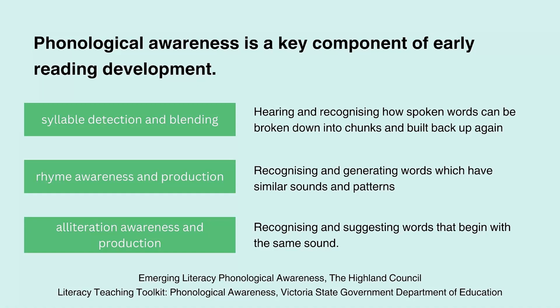Syllable detection and blending is the ability to hear and recognise how spoken words can be broken down into chunks and built back up again. Adults can model tapping or stamping to mark the beats in words. For example, clapping the beats in caterpillar, cat-er-pil-lar, or joining them together to make a word, caterpillar.